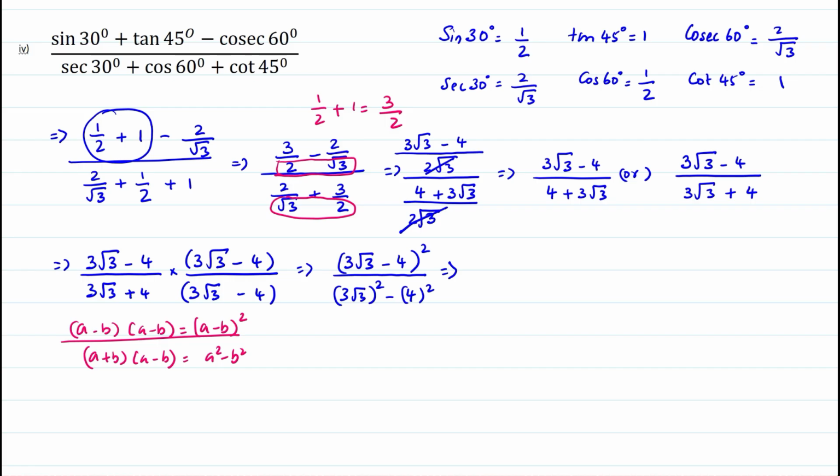3 root 3 the whole square will be 9 into 3, 27, plus 16 minus 2 into 3 root 3 into 4. This divided by 27 minus 16. This equals 43 minus, 6 4s are 24, 24 root 3 divided by 11.